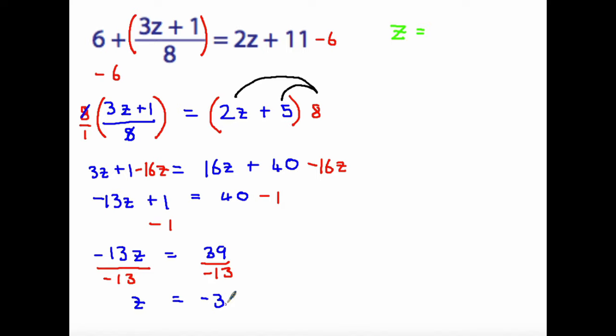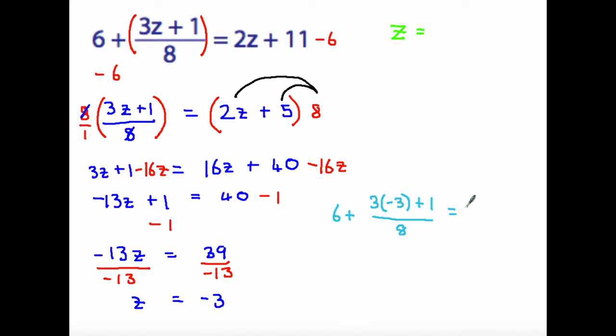If you ever want to test your result, just take the negative 3, put it into brackets here, and see if they work out. We can do that on the side. So if I ever want to test equations, the best way is to put the answer into the equation and see if the left-hand side equals the right-hand side. So in this case, z is negative 3. So we'll say 6 plus 3 in brackets. You always substitute in brackets. Minus 3 plus 1 over 8.